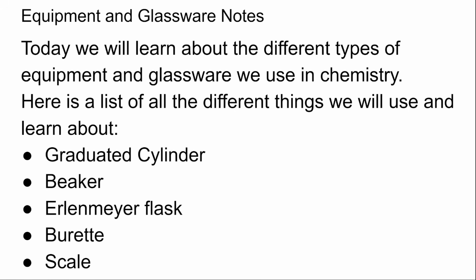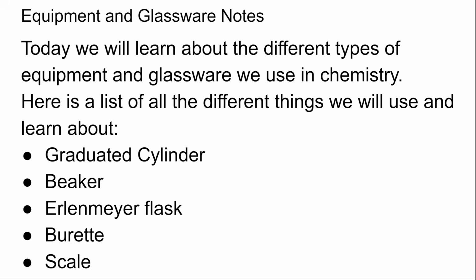All right. Hello. Today, what we'll go over are the different types of equipment and glassware that we use in a chemistry class. The goal of today is being familiar with the different equipment, so that when it comes time to our first lab, you'll be able to identify and use the correct type of equipment. That is the main purpose of today.